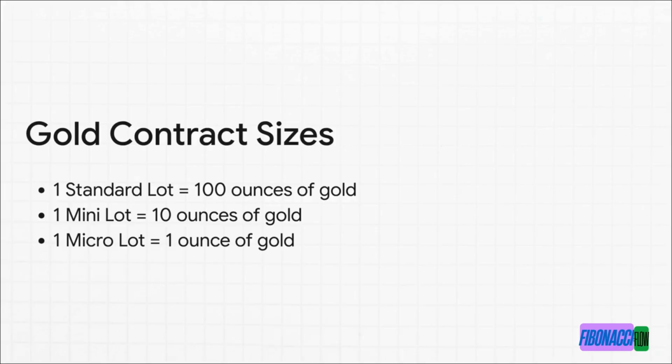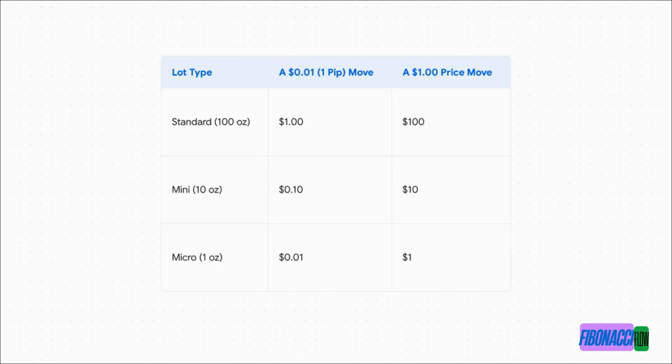Simple, right? So what does this actually mean for your trading account? Well, let's break it down. If you're trading a standard lot, every tiny 1 cent tick in the price of gold means $1 gained or lost. If the price of gold moved by a full dollar, that's a $100 swing in your account. For a mini lot, that same dollar move is worth $10, and for a micro, it's worth $1. This is the direct, real-time link between the market's movement and your money.